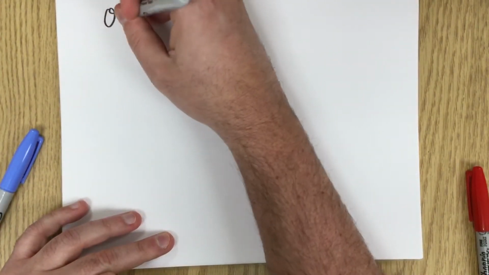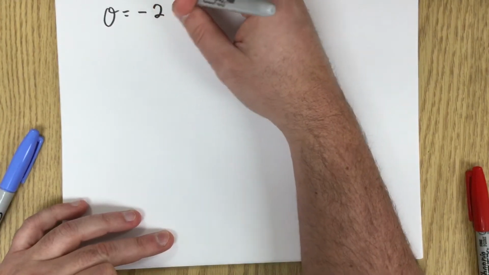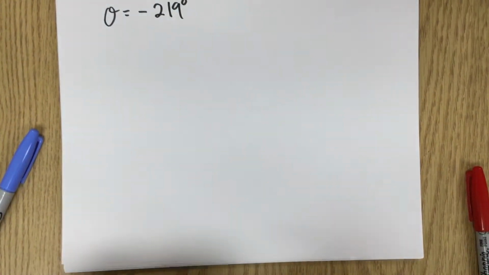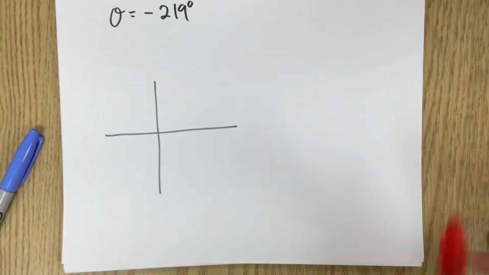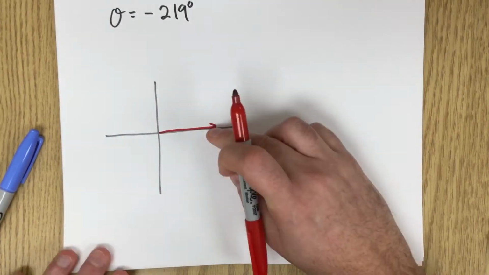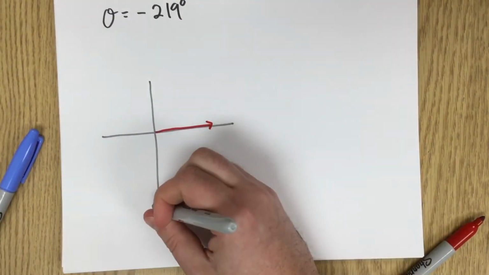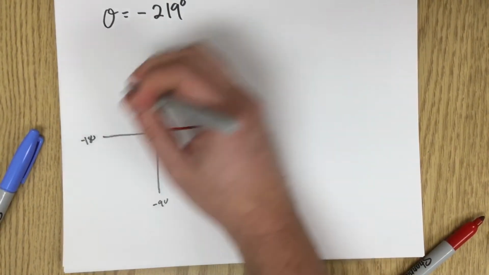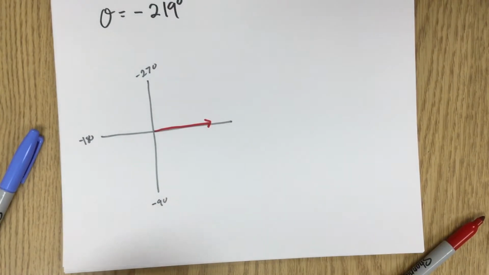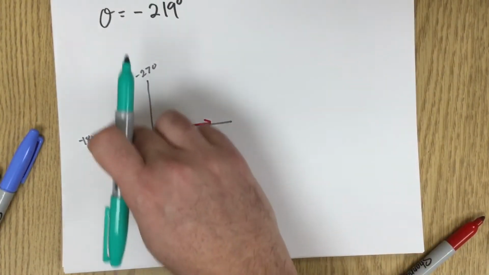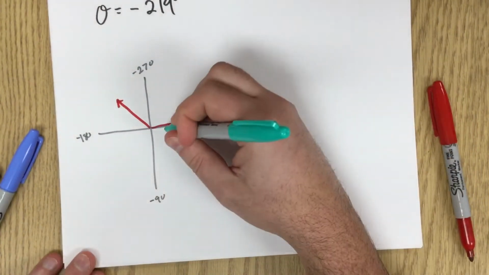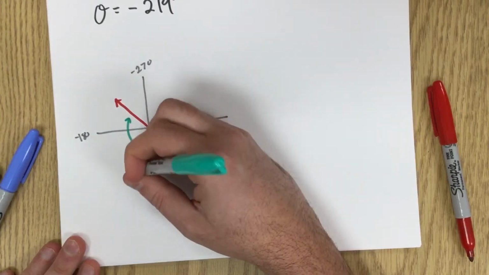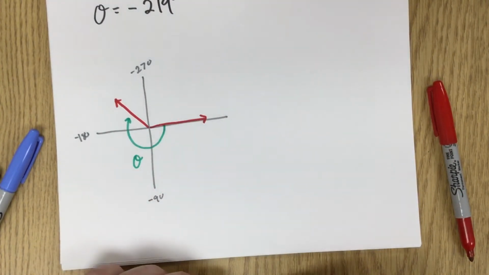Let's say we had to do negative 219 degrees. So our initial arm is over there. When we go in this direction, that's 0, but now that's at minus 90, that's at minus 180, that's at minus 270. And minus 219 is going to be somewhere in this quadrant. And then the arrow would look like this. And that's what an angle of negative 219 looks like.